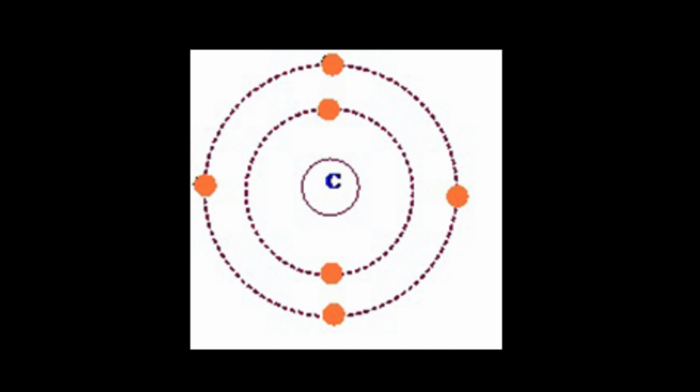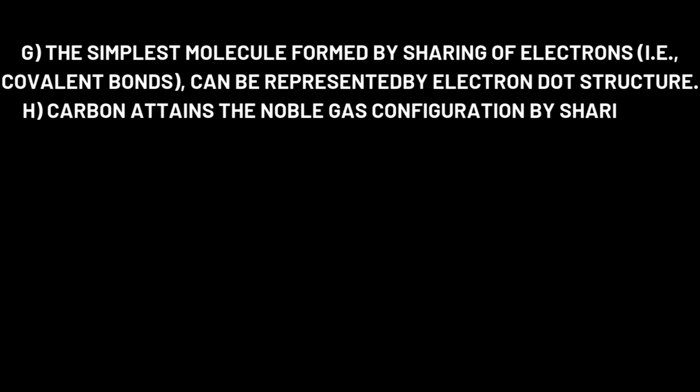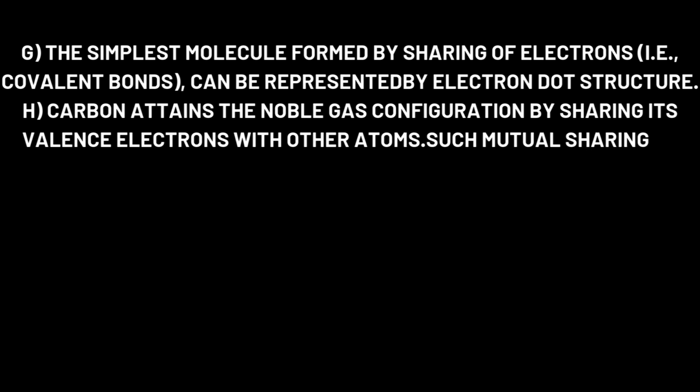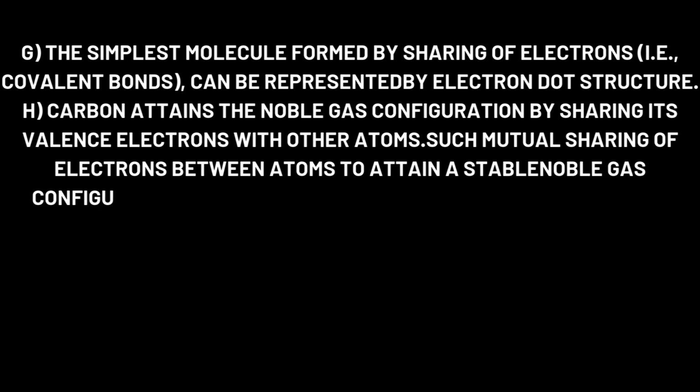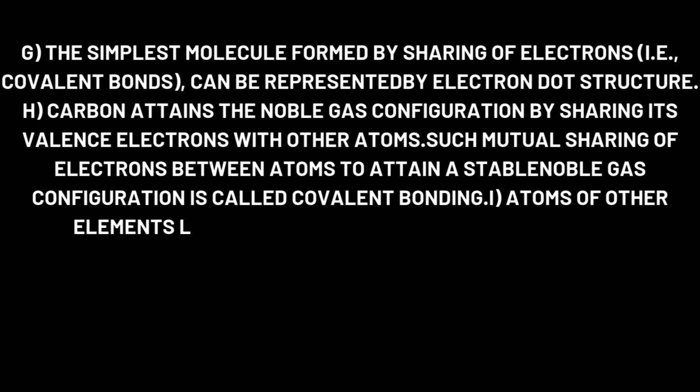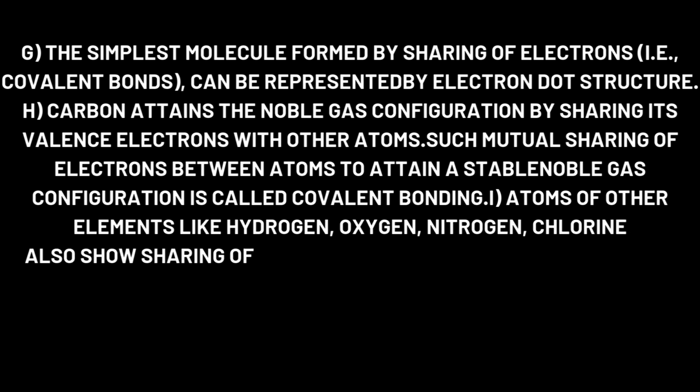Carbon attains the noble gas configuration by sharing its valence electrons with other atoms. Such mutual sharing of electrons between atoms to attain a stable, noble gas configuration is called covalent bonding. Atoms of other elements like hydrogen, oxygen, nitrogen, chlorine also show sharing of valence electrons.